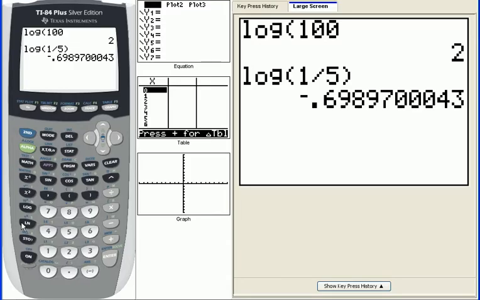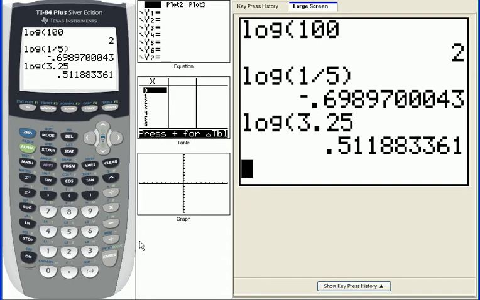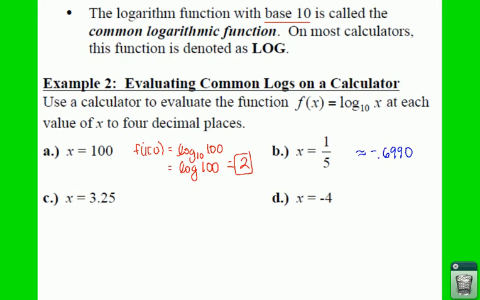Do the same thing for C. We're going to find the log of 3.25. So what do we raise 10 to, to get 3.25? Well, 3.25 is less than 10, so it should be a decimal here. Hey, we got a decimal: 0.5119.